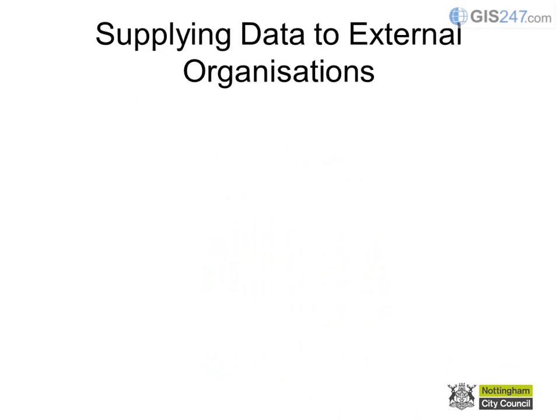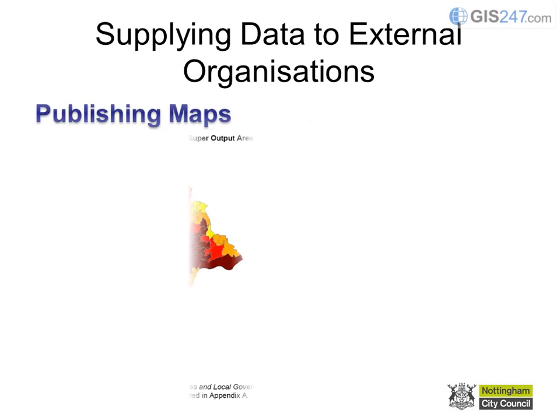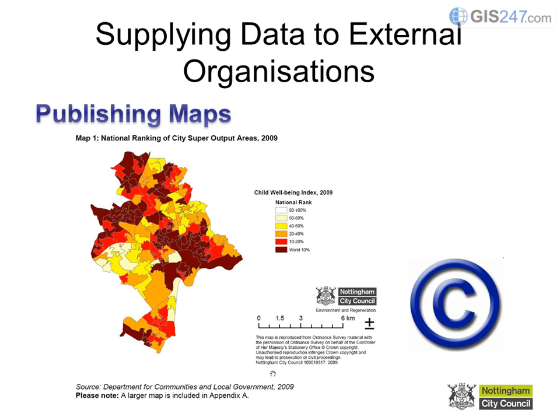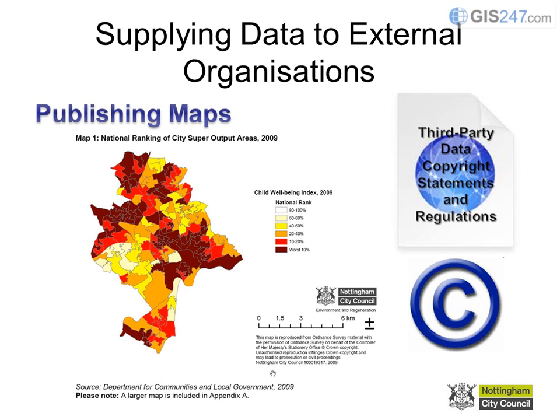A third issue that should be considered when supplying data externally relates to publishing maps. It is important to ensure that the correct copyrights are included on any map that is published. For further details about copyright notices, please refer to the document titled Third-Party Data Copyright Statements and Regulations, which is available on Nottingham City Council's intranet.